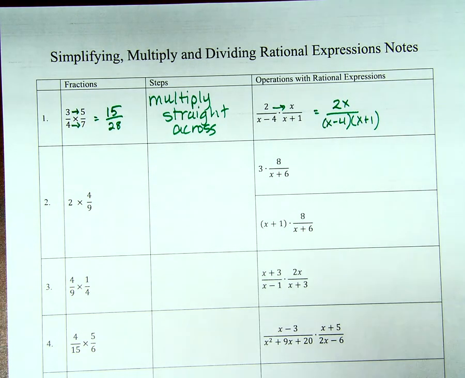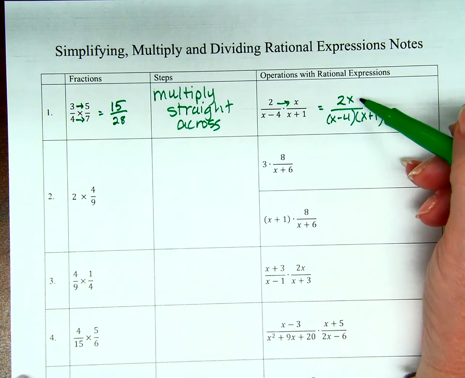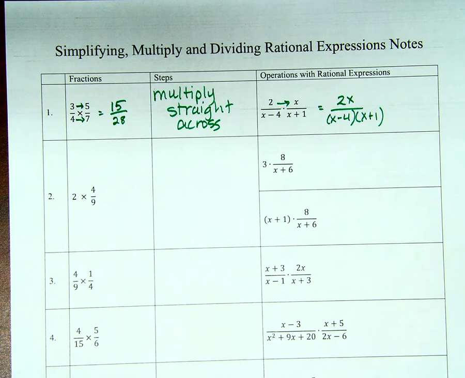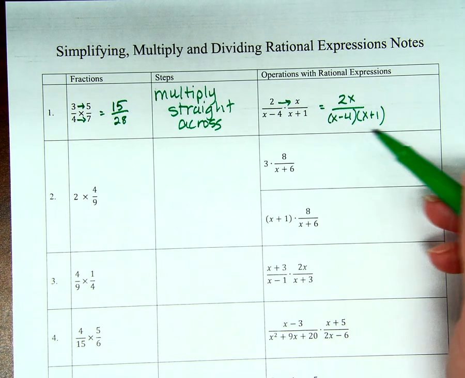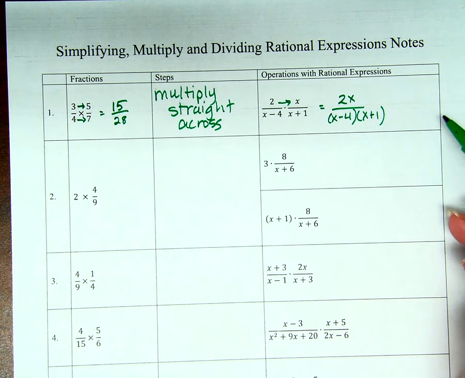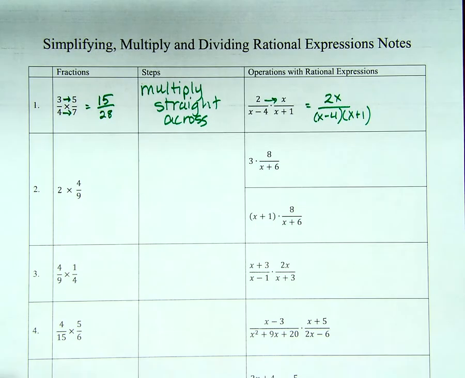Because aren't I multiplying those two? Do I have to distribute and get everything exactly simplified? No, because what if I need to factor something in the numerator? Well, I need these factored already, don't I? Okay? So that's just the answer. Is it wrong if you multiply it out? No, but it's another step you don't have to do. Okay? Any questions about that one?